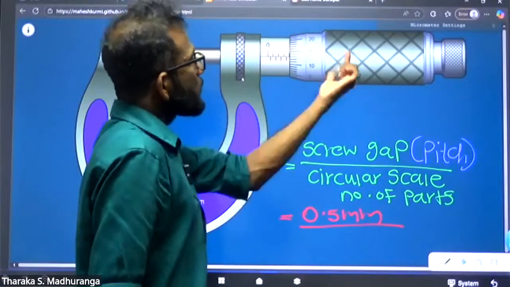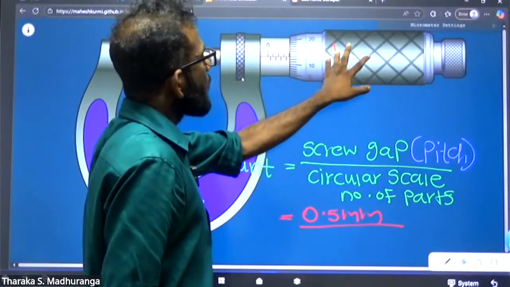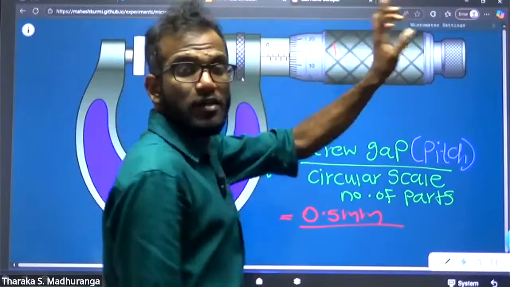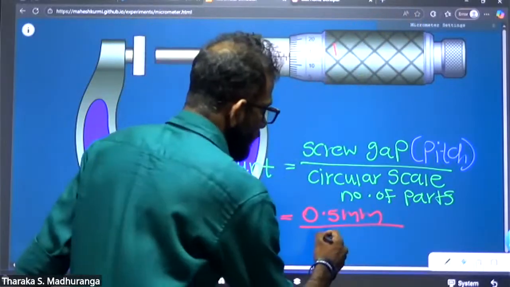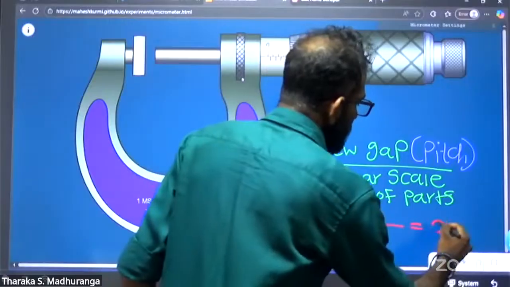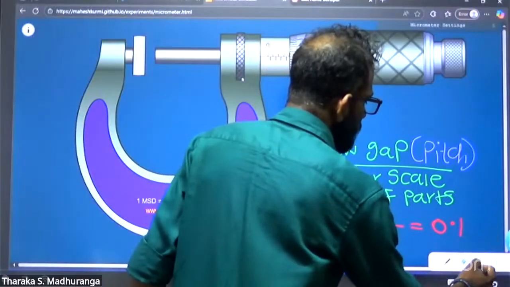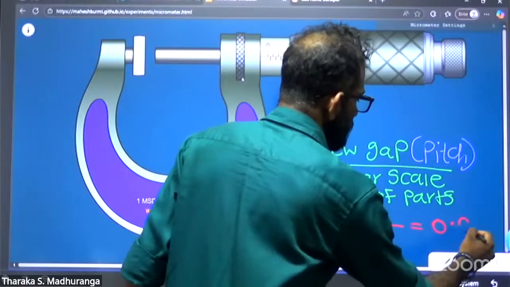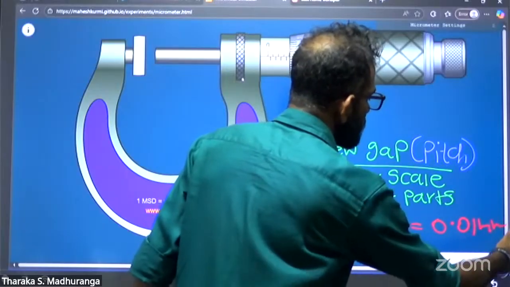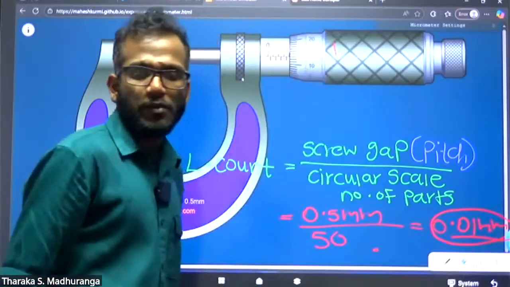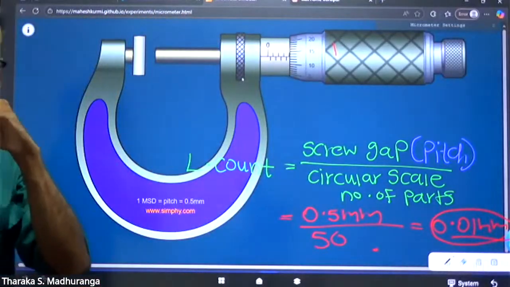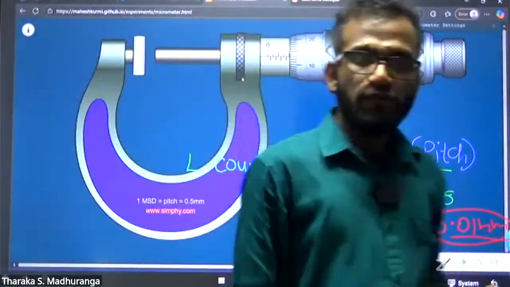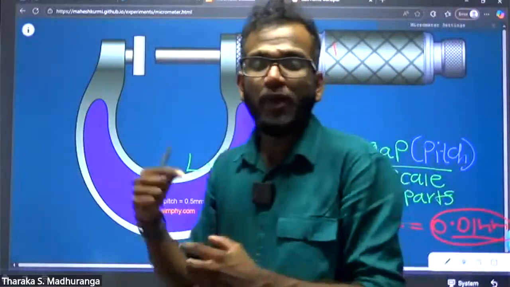Then the number of circular scale parts. In this instrument, how many circular scale parts? 50. I told you 50. Then you can get the least count of this type. 0.01 is the least count of this type. 0.01 millimeter is the least count of this type of micrometer screw gauge, the standard common type.